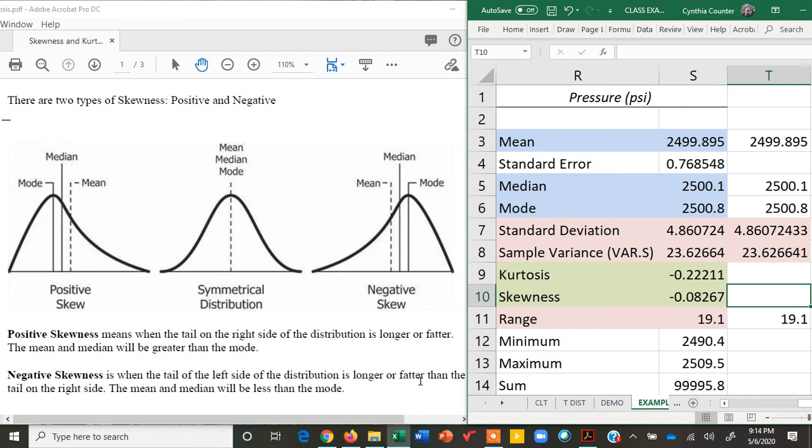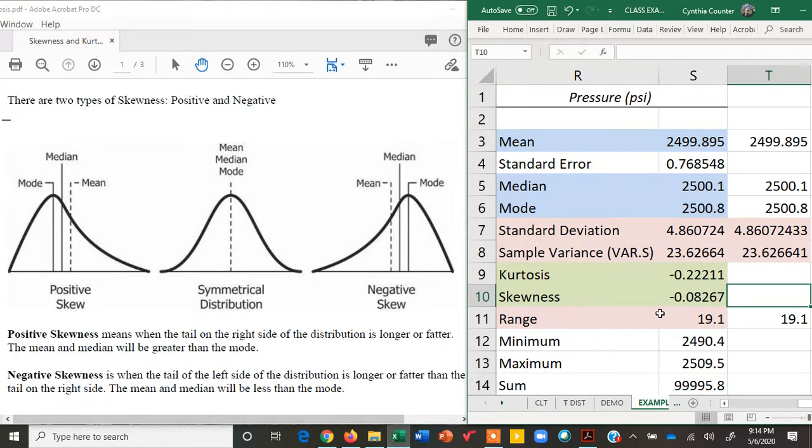Hey, welcome back to part 2 of the data analysis tool package, the descriptive statistics tool of the data analysis package. So in my previous video, I discussed at length the mean, median, mode, sample variance, range, and standard deviation. And in this video, I want to take some time to discuss kurtosis and skewness.